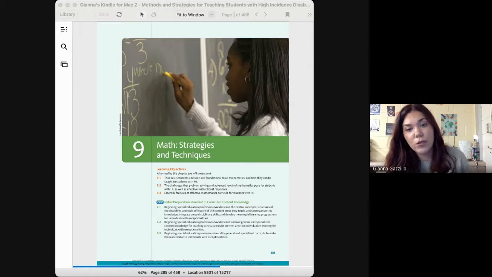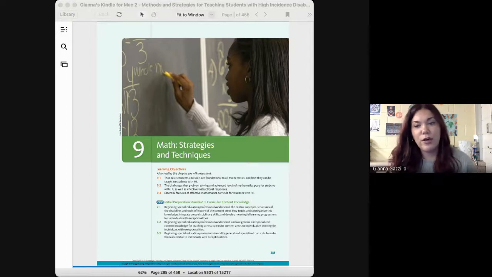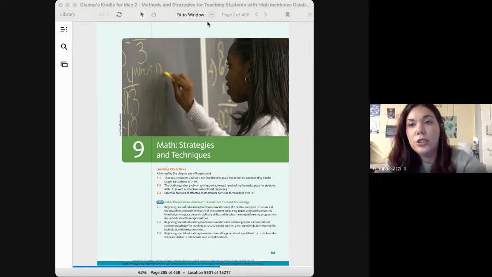So anywho, the objectives talk about the basic concepts and skills that are foundational to mathematics, how they can be taught to students with high incidence disabilities, the challenges that problem solving and advanced levels of mathematics can pose for students with high incidence disabilities, and then essential features of an effective mathematics curricula for students with HI.